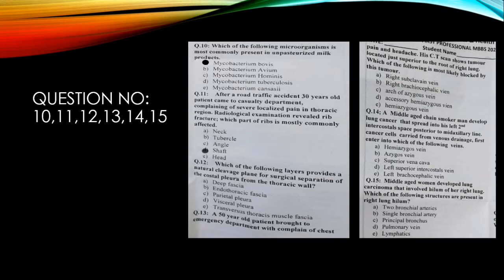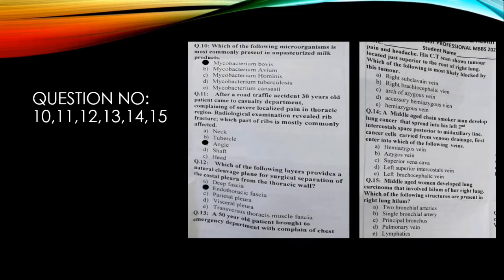So the side at which the ribs are most commonly damaged or there is a fracture, these are the angle of the rib. Question number 12 says which one of the following layers provide a natural cleavage plane for the surgical operation of the costal pleura from the thoracic wall? Deep fascia, endothoracic fascia, parietal pleura, visceral pleura, or transversus thoracic muscle fascia.